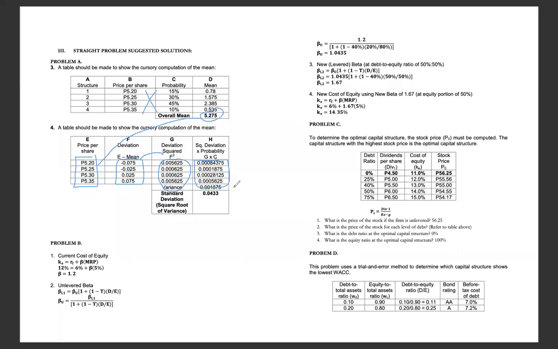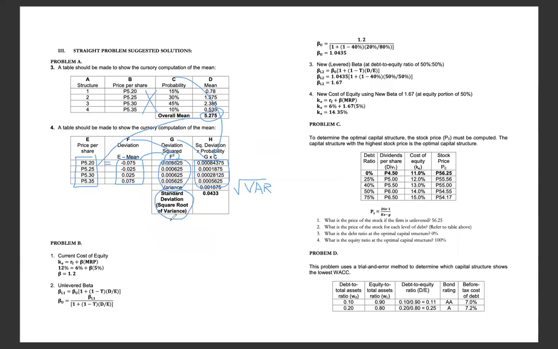And this variance class, square root mo lang. The square root of variance is your standard deviation. So ito po yun. Okay? So i-compare mo to. So you have here the negative value para maging absolute value siya. Yung letter F, i-square natin. And then itong letter G, i-multiply mo naman sa letter C, which is the probability percentage to get the variance. So ganyan po.